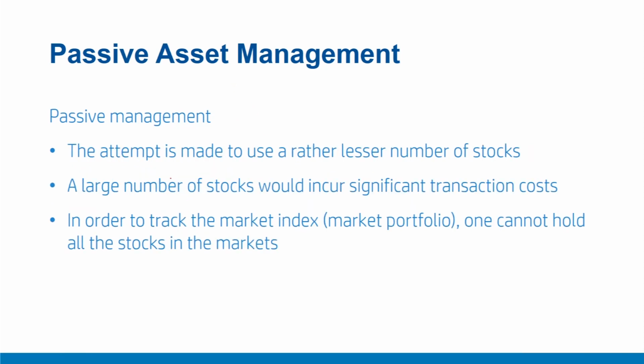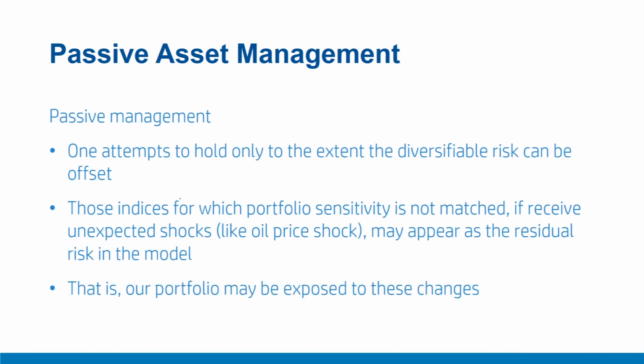The core idea behind this kind of passive management is to use a rather small number of stocks to construct a diversified portfolio. If you have a large number of stocks, that will involve a lot of transaction costs, so you tend to use a small number of stocks and you try to track a certain index like the market index. However, please remember, it is difficult to track an index which has a large number of stocks. One cannot track all the stocks in a certain index or market. So the strategy here is to hold only that number of stocks that is sufficient to diversify the portfolio.